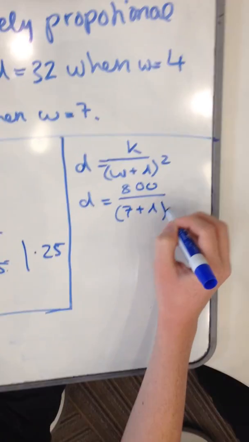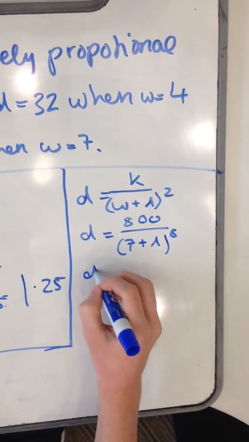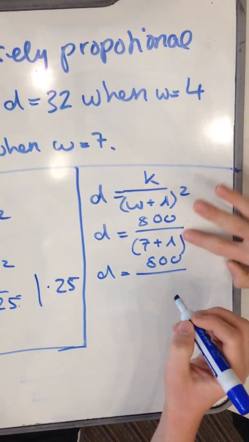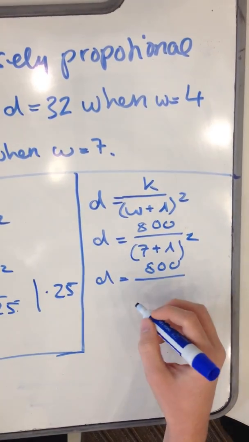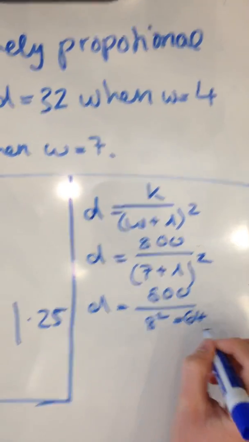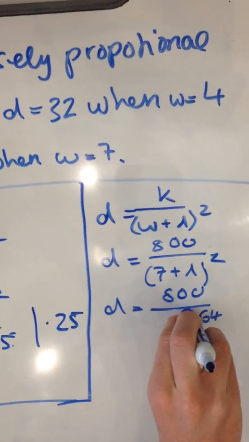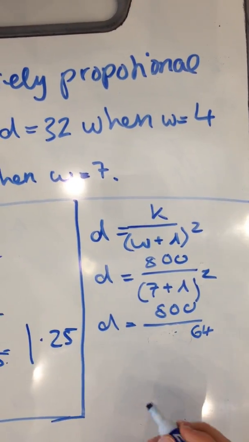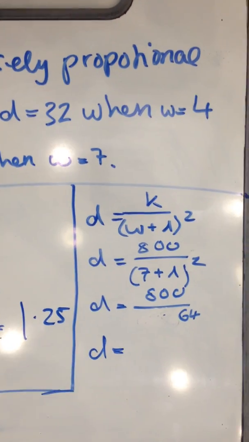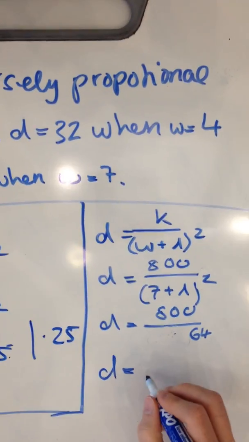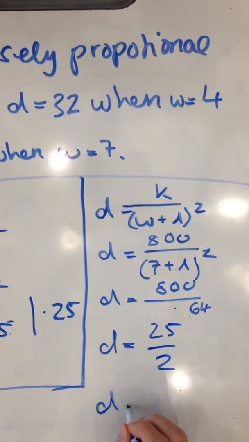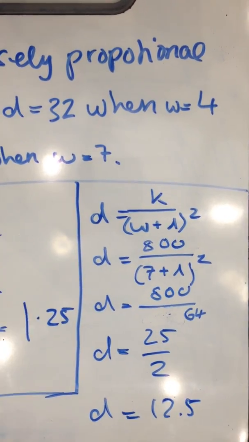which of course is D equals K over 64, as 7 plus 1 is 8, and 8 squared is 64. And since the constant is 800, then we will replace the K with the number 800. And now in order to find D, we do 800 divided by 64, which equals 25 over 2, or 12.5, which is the answer to this question.